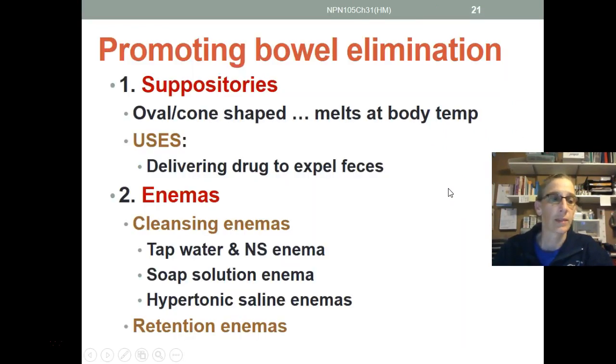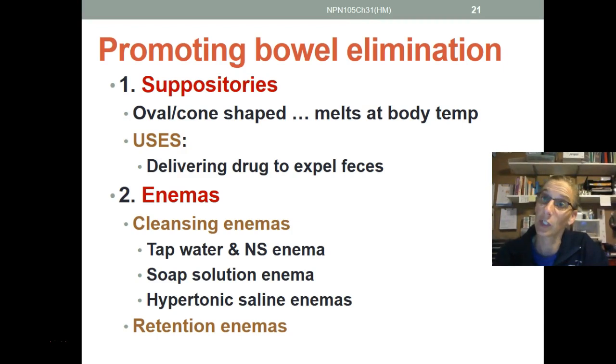All right, promoting bowel elimination. Oh, what do we got here? Suppositories and enemas. Several types of enemas here. Suppositories are oval or cone shaped. They melt at body temperature. They look like a little tiny bullet type thing, really. And you want to insert them using some kind of lubricant.